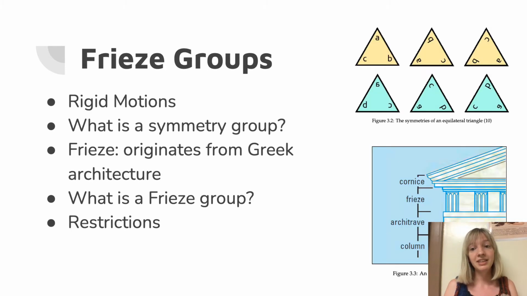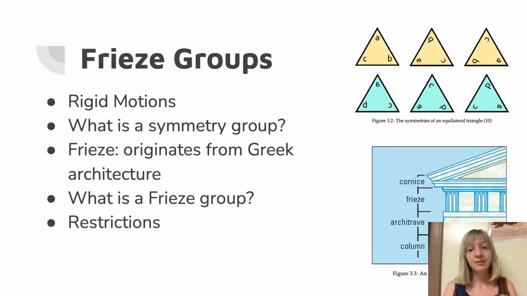Looking specifically at freeze groups, we first must define what a rigid motion is. A rigid motion is any transformation on an object that preserves its shape, size, and orientation. So looking at the equilateral triangle on the right here, you can see that the vertices are moving around and being reflected and rotated, but the shape of the triangle remains the same. That's what a rigid motion does.